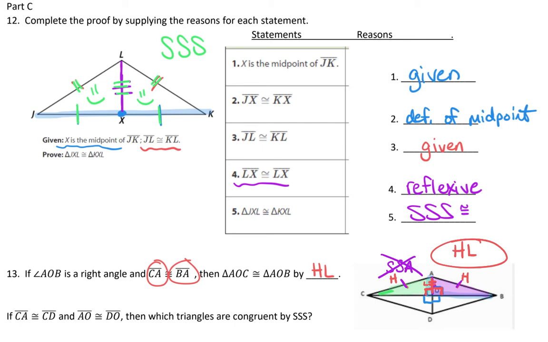And then down here it says if CA is congruent to CD, and AO is congruent to DO, all right, so those are congruent, then which triangles are congruent by SSS? Well, I'm going to erase some of this stuff. Hopefully that doesn't mess up other things. It won't let me erase. There it goes.